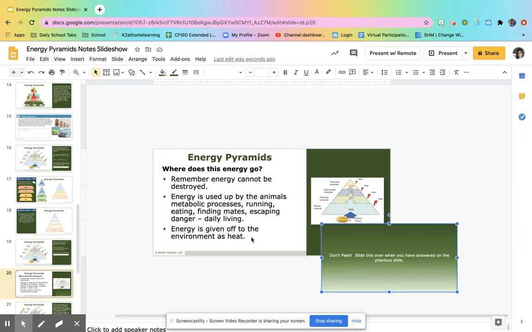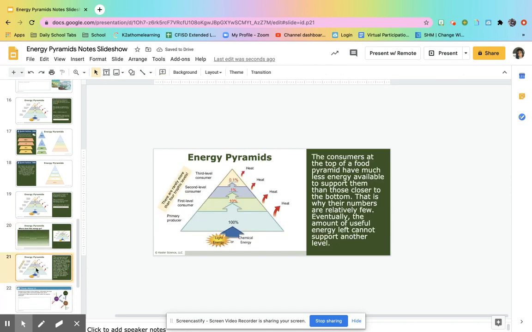So your body uses a lot of the energy where you're producing cells in your body. Maybe you cut yourself. That takes energy for your cells to reproduce each other. Maybe you're running around, like if you're an athlete or something, or maybe you're just simply walking. Those things take energy. When you're eating, that takes energy. Finding mates takes energy if you're in the wild. Escaping danger if you're in the wild. All of these daily activities take energy. And so that's where the 90% goes. This energy is given off to the environment as heat.